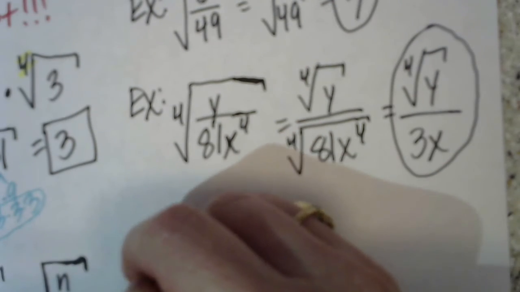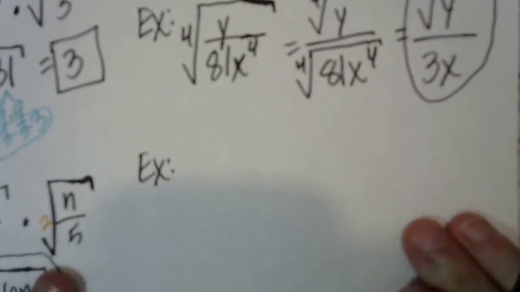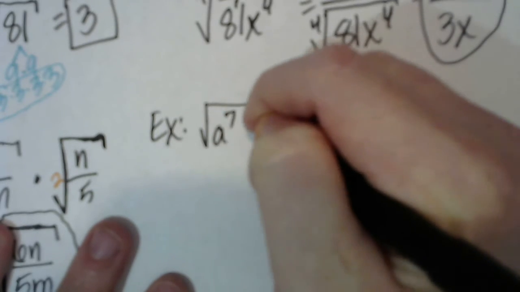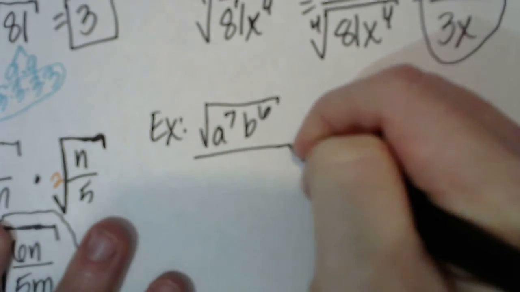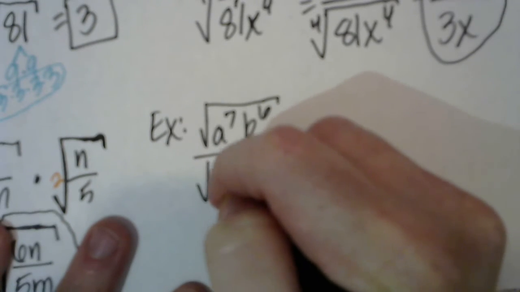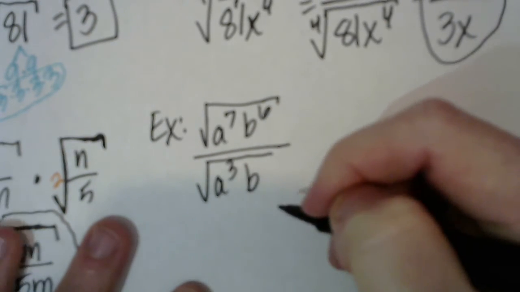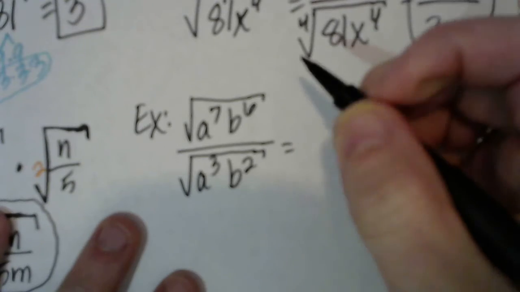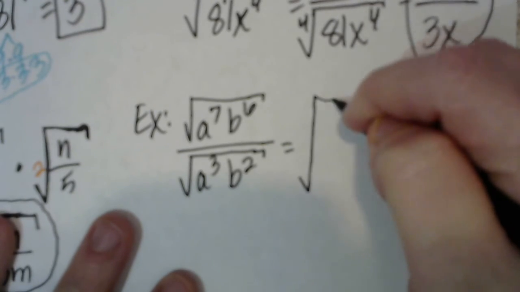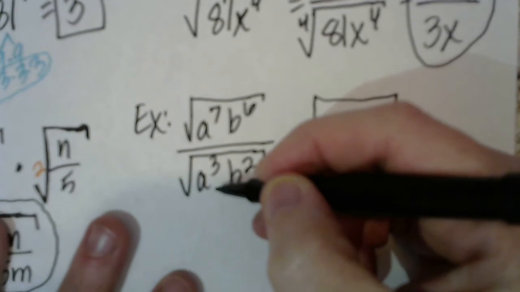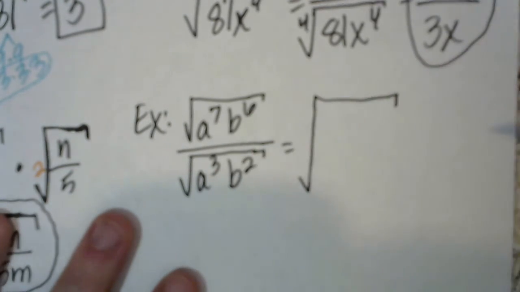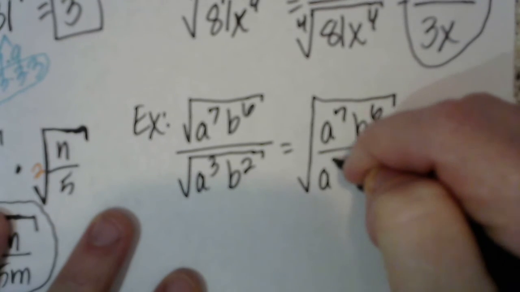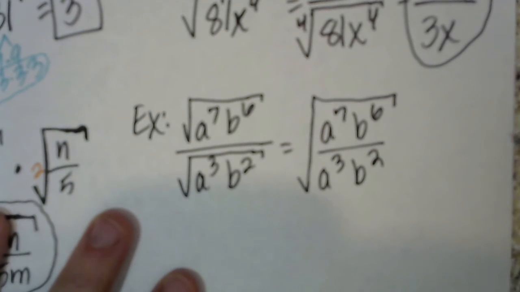Alright, well I'm going to show you one next that actually helps to look at it together. Sometimes they will give it to you separated. So a to the 7th, b to the 6th over a to the 3rd and b squared. Okay? See, this one I think is better to write as one big radical because I know that if I have the same base, I can subtract exponents. So for this problem, I would rather look at it this way, with everything under the radical.